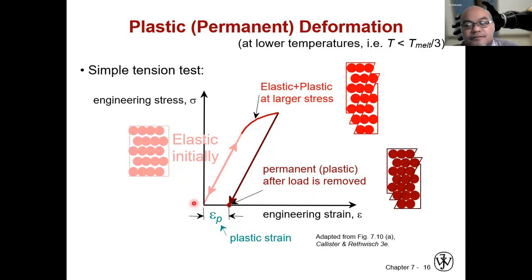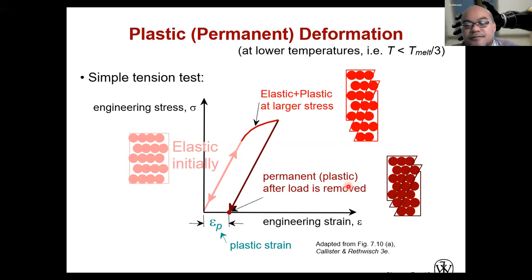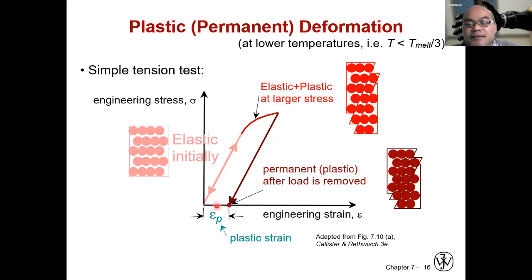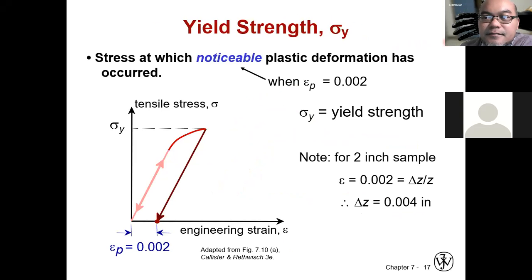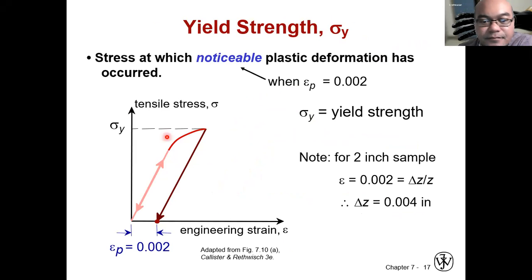Okay, and that strain, when it is being released, the permanent strain is called the plastic strain. Now we introduce another mechanical property called yield strength. What is yield strength? This is the stress at which noticeable plastic deformation has occurred.